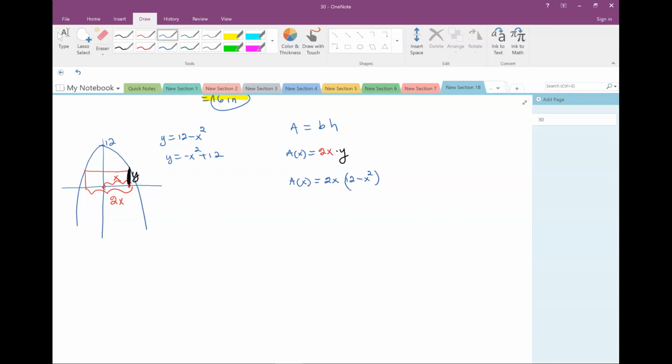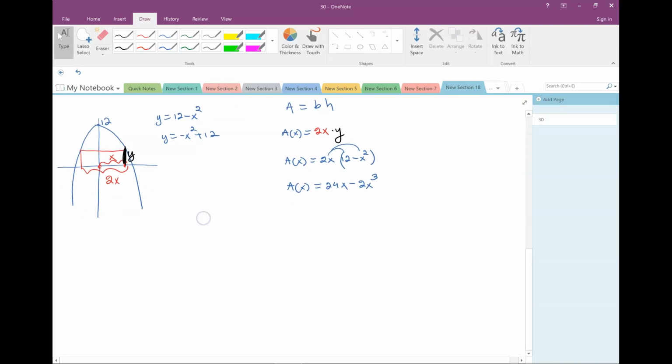So now you have to think, what's the best way to take a derivative? This is just one function times another algebraic function. There are no roots or whatever. So guess what? Do you have to use the product rule, or can you do it in a different way? You can distribute. So before you even take a derivative, you can say, this is 24x minus 2x cubed. Now you take a derivative.